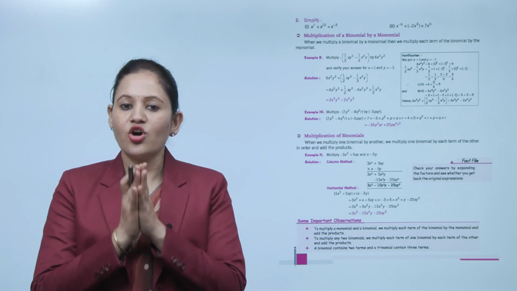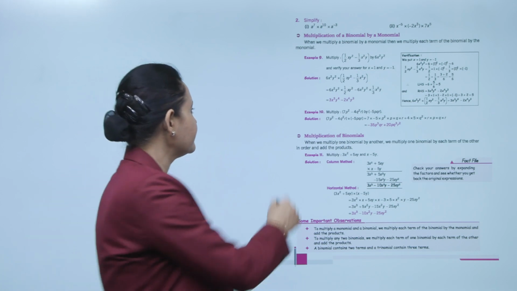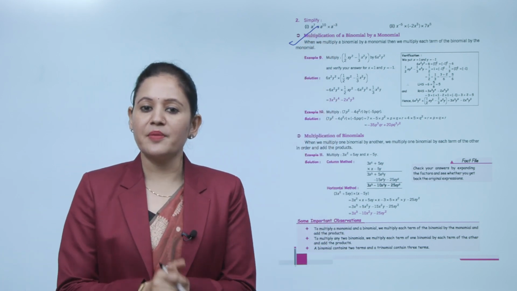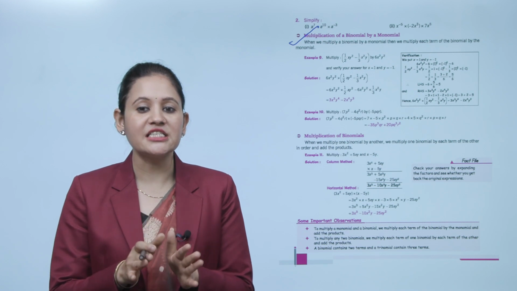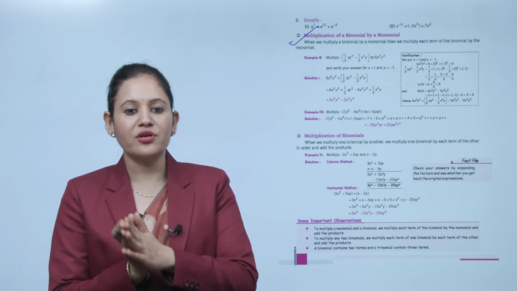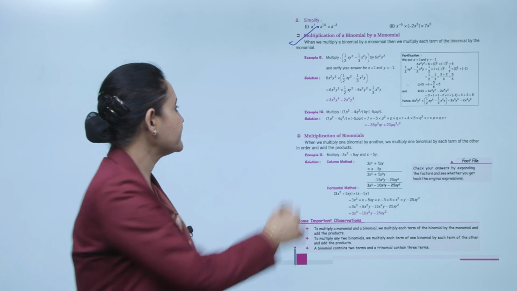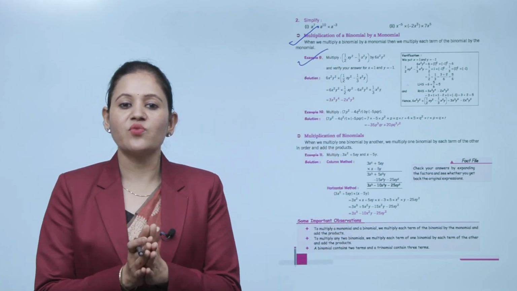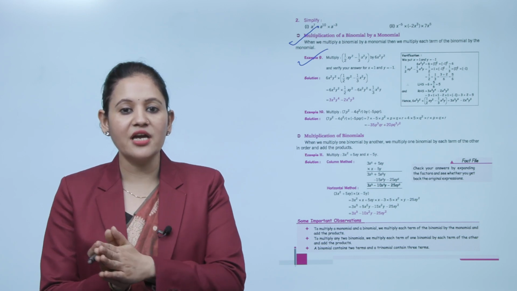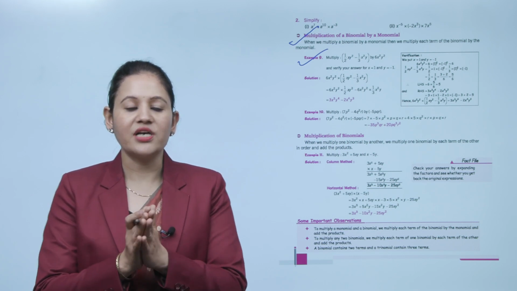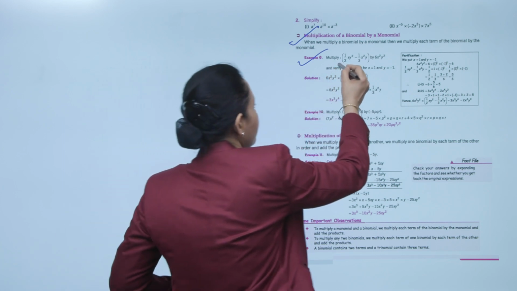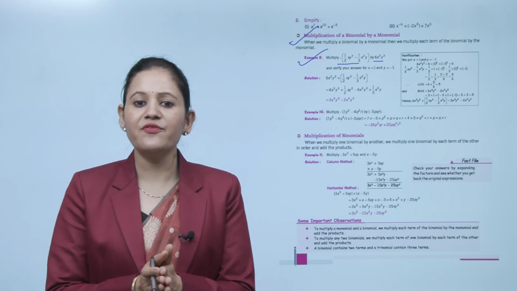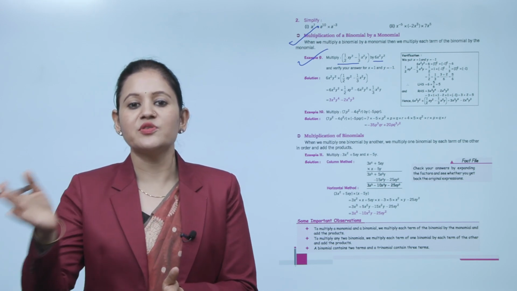Next is multiplication of a binomial by a monomial. When we multiply a binomial by a monomial, we multiply each term of the binomial by the monomial. For example, multiply 1 by 2 xy square minus 1 by 3 x square y by 6x square y square. Here, this is a binomial and this is a monomial. Clear? And verify your answer with x equals 1 and y equals -1.